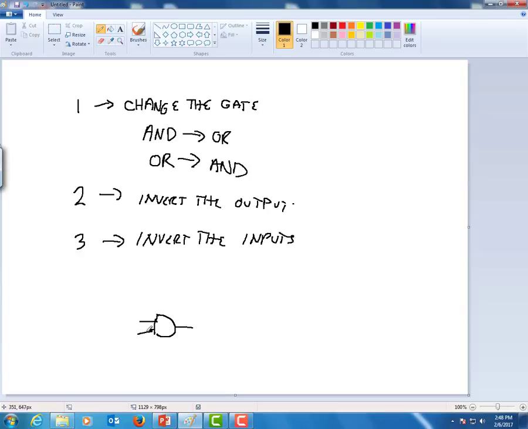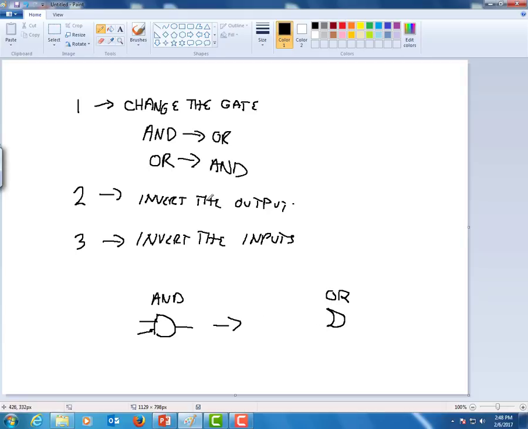Here, none of the inputs are inverted, so you're going to invert the input. So let's just look. What do you think this is going to look like? Let's just follow the rules. Change the gate. Since this is a 2-input AND gate, we got to make a 2-input OR gate. The number of inputs has to stay the same. So let's do an OR gate.